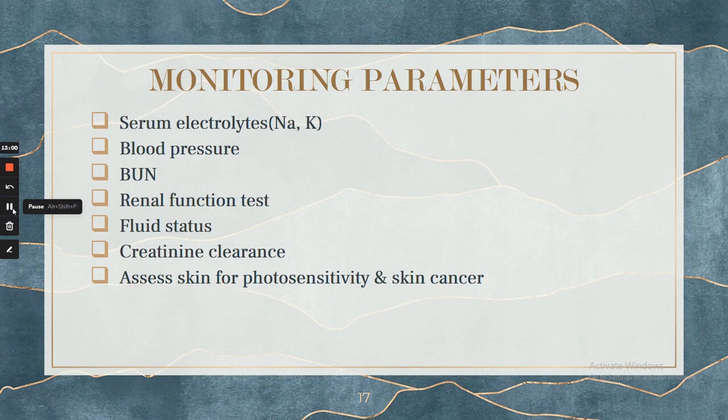Now, monitoring parameters. As we have seen in the adverse effects, this drug causes serum electrolyte imbalance. So, we have to monitor serum electrolytes like sodium, potassium, etc. Then, blood pressure is also to be monitored. Blood urea nitrogen, renal function test, fluid status, creatinine clearance, and assess skin for photosensitivity and skin cancer.